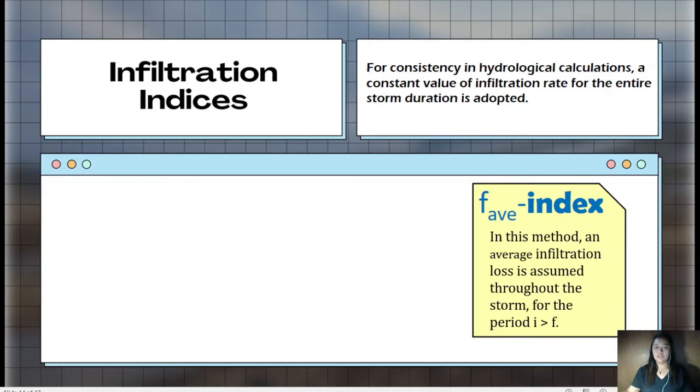Throughout the storm for the period if the runoff occurs.